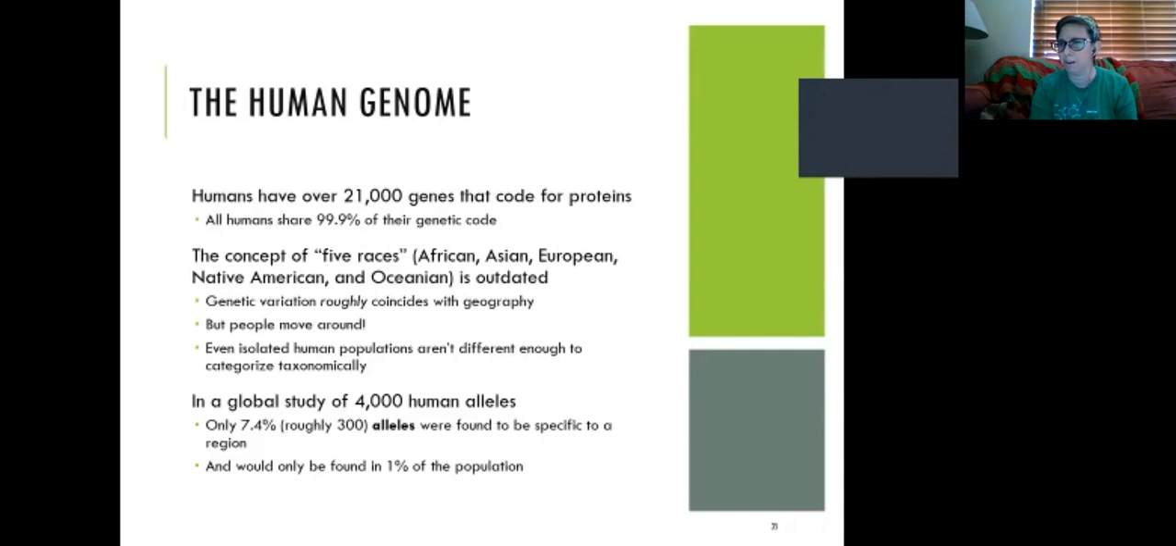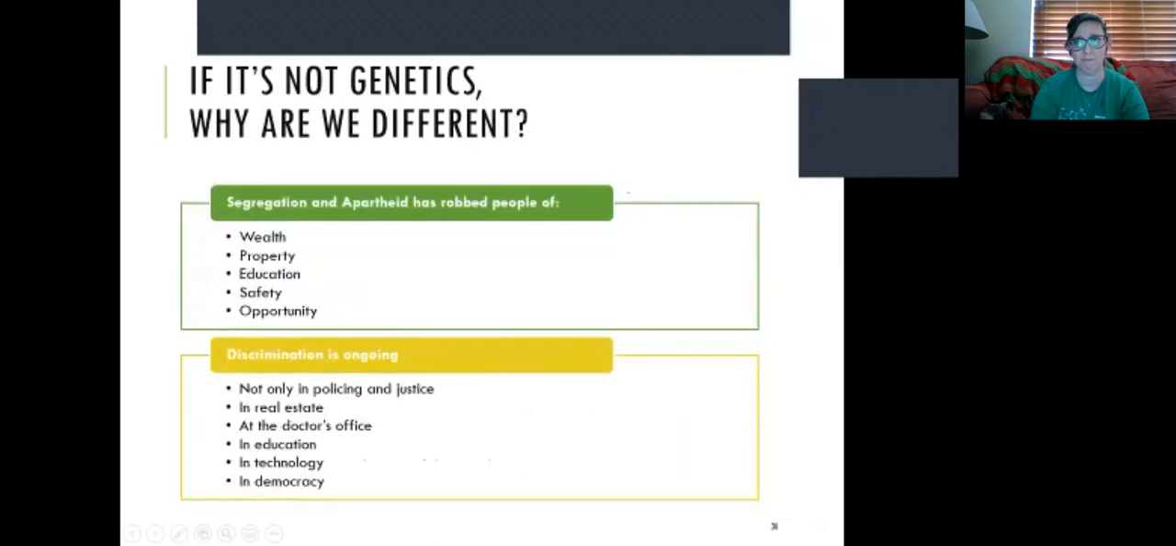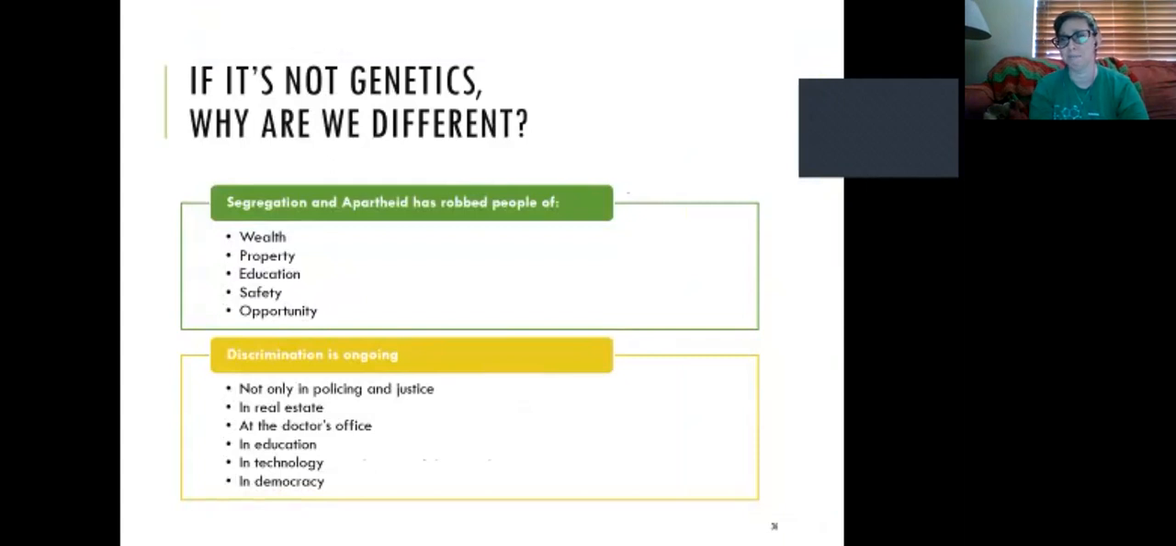23andMe can't tell you who you are. There may be a few alleles that might be specific to a particular region, but it's extremely difficult to narrow that down. And that's really just the sum of it. 23andMe cannot tell you who you are. That is a minuscule amount of genetic information.